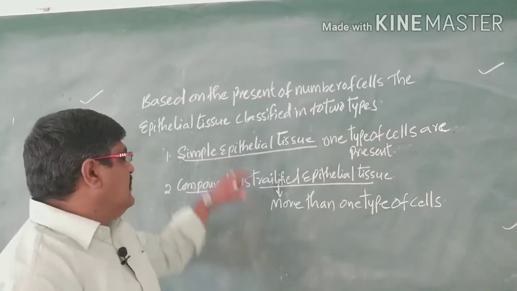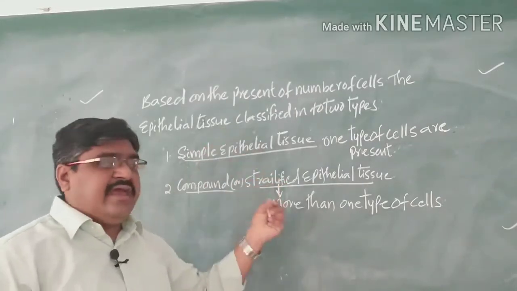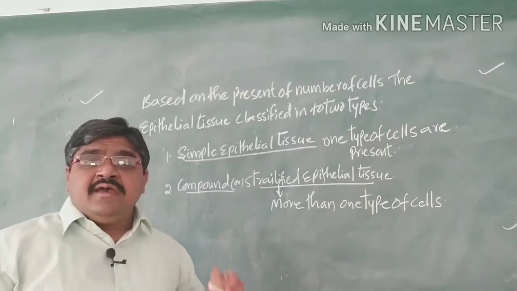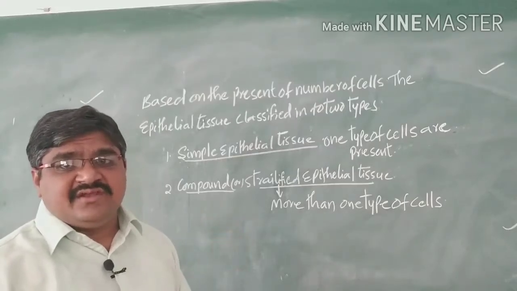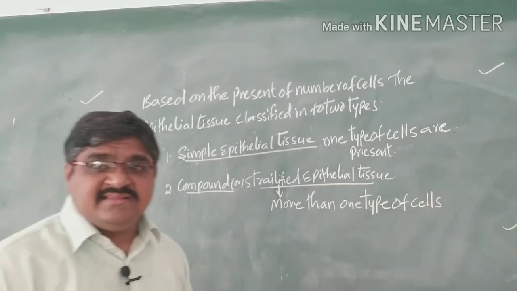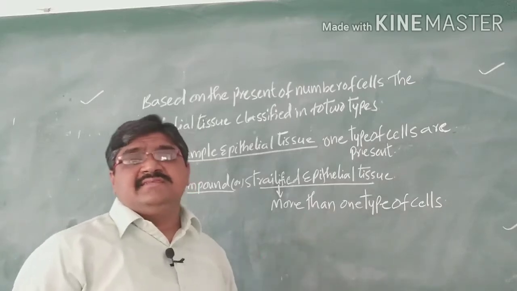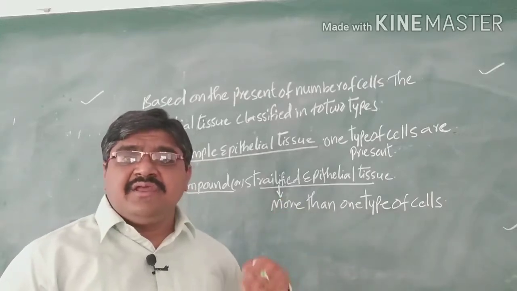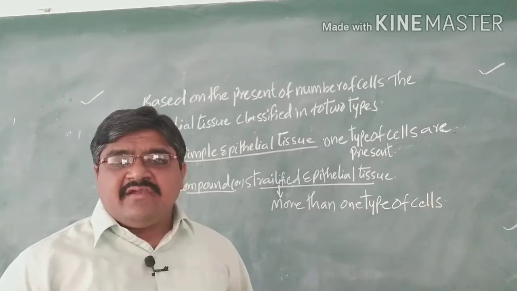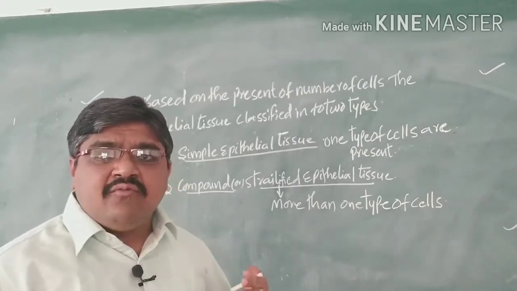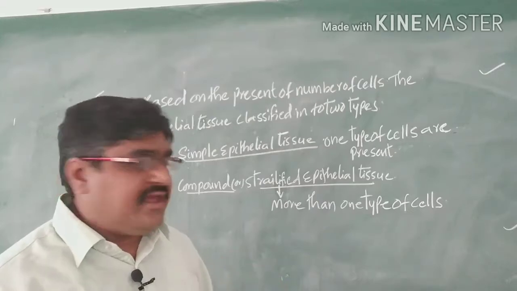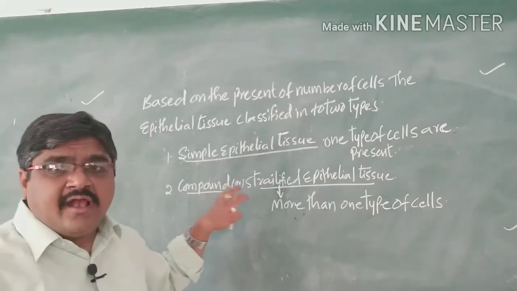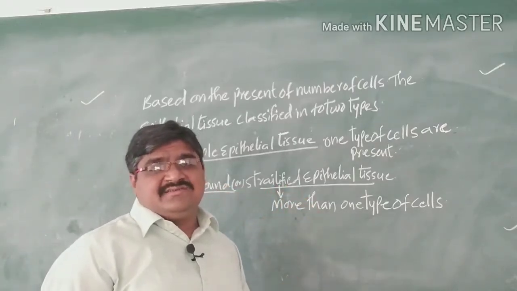In a simple epithelium, only one type of cell is present on the basement membrane. Such epithelial cells are called simple epithelial cells. Compound or stratified means many layers. If more than one layer of cells is present, we call them stratified, or otherwise compound, epithelial cells.